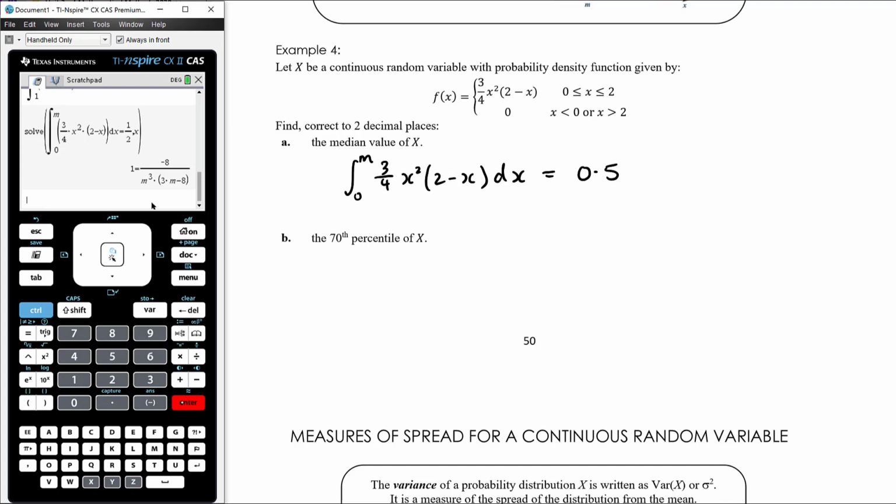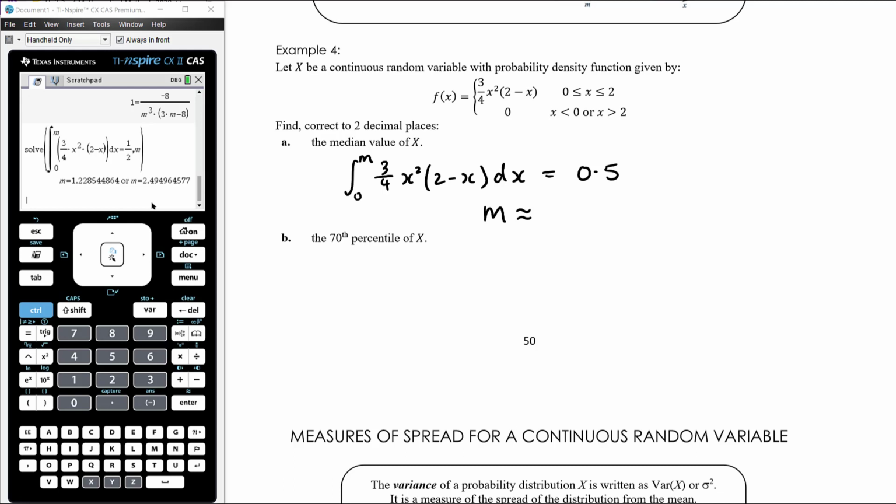So enter gives me, oh, sorry, I'm not solving for x. My apologies. Let me just undo that. We're not solving for x, so let's copy that down again. We're solving for m. So m is going to be approximately equal to two decimal places.